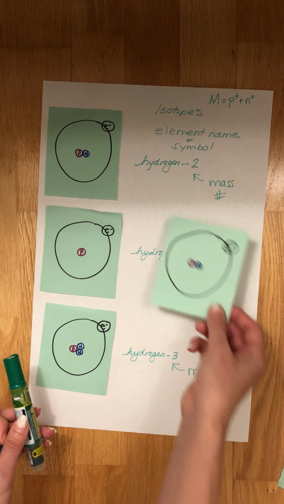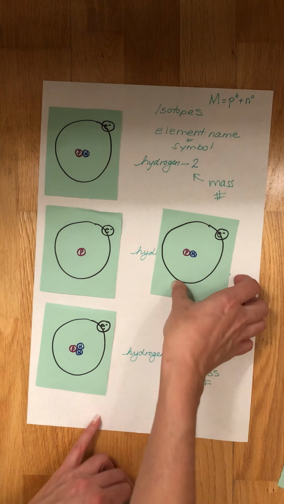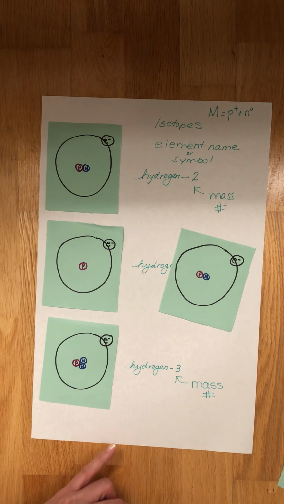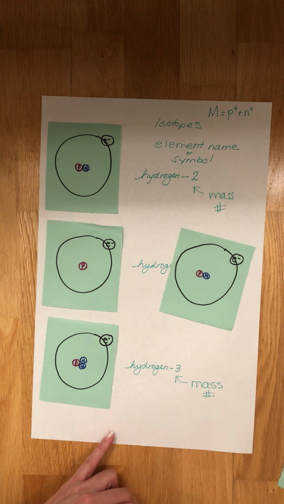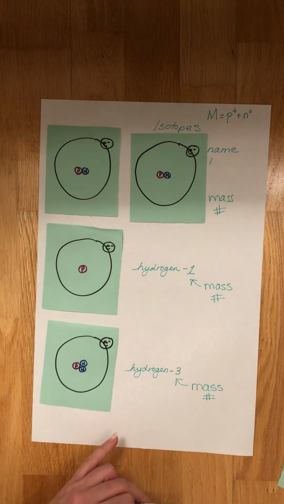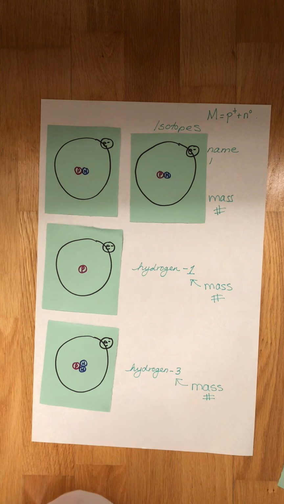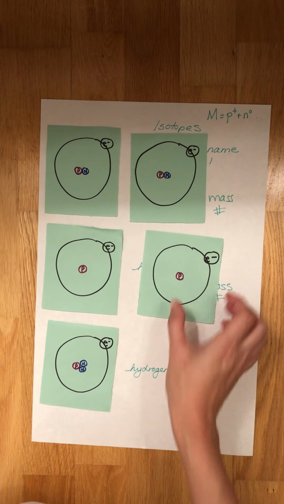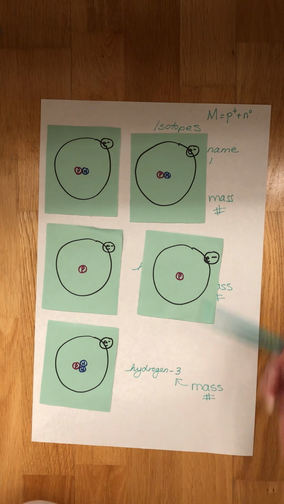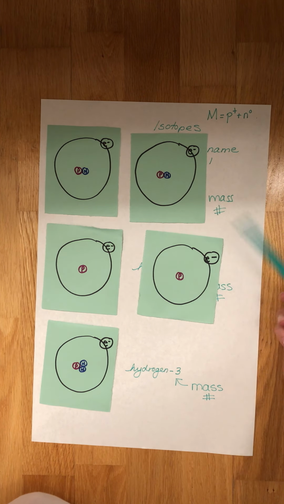So let's look at this one. Is this a fourth isotope? And the answer is again, no. That is just the same atom as this one. So I didn't find a fourth isotope of hydrogen. Rather, I've just found another atom of hydrogen. So these are still atoms of hydrogen. This is still an atom of hydrogen. And again, the reason why I know that is because of the 1 proton.